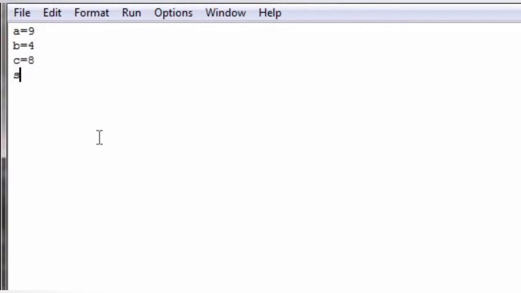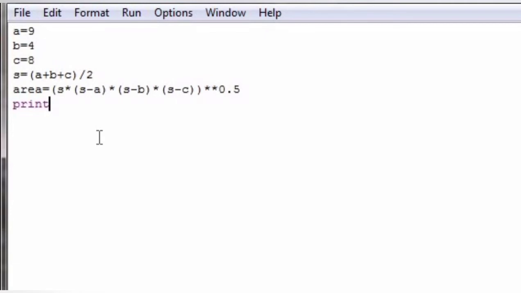Now I'll be using the area formula: S equals A plus B plus C upon 2. Again, the area formula is root over S into S minus A into S minus B into S minus C. In Python language this means root over.